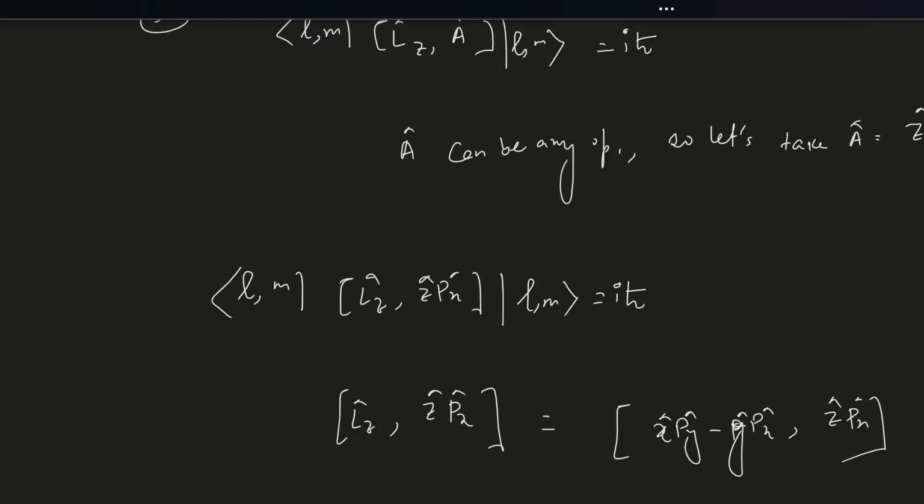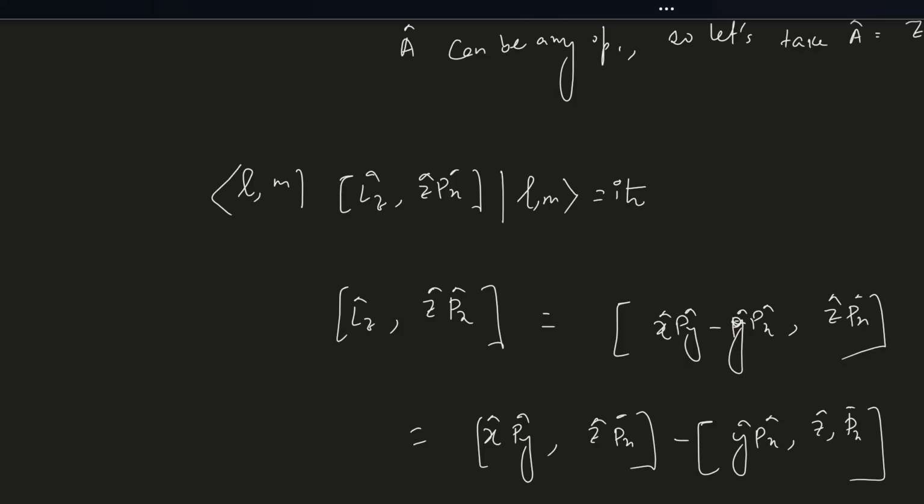First of all, let us simplify this form: the commutator of x py with z px minus the commutator of y px with z px. Now you know that the canonical variables have this relation: the commutator of x and px equals i h cut, and of px and x will be minus i h cut. Similarly, of y and py equals plus i h cut, and of py and y equals minus i h cut.